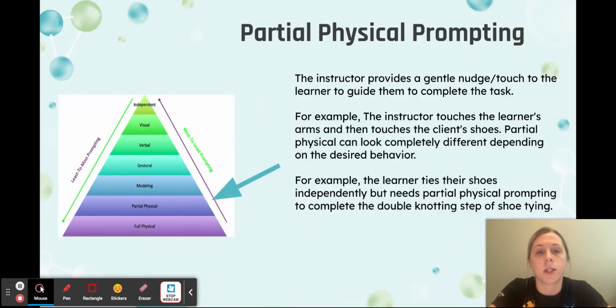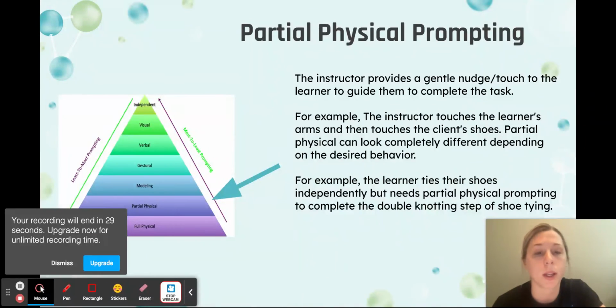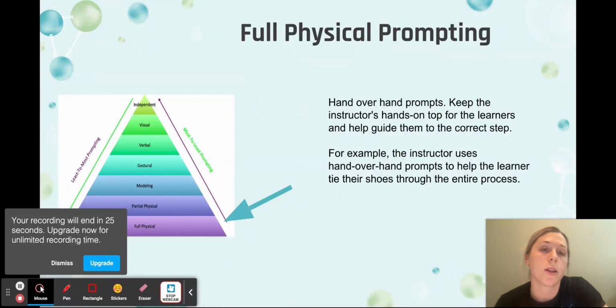Partial physical prompting. The instructor provides a gentle nudge or touch to the learner to guide them to complete the task. For example, the instructor touches the learner's arms and then touches the client's shoes. Partial physical can look completely different depending on the desired behavior. For example, the learner ties their shoes independently, but they need partial physical prompting to complete the double knotting section of the shoe tying.